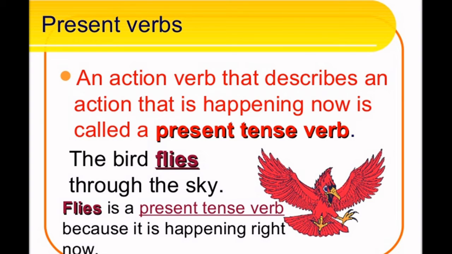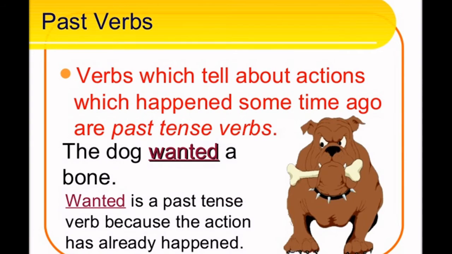So here we are talking about the present tense. Okay, our action is happening in the present tense. So this is the present tense verb and it is also an action verb. Next, flies is a present tense verb because it is happening right now.